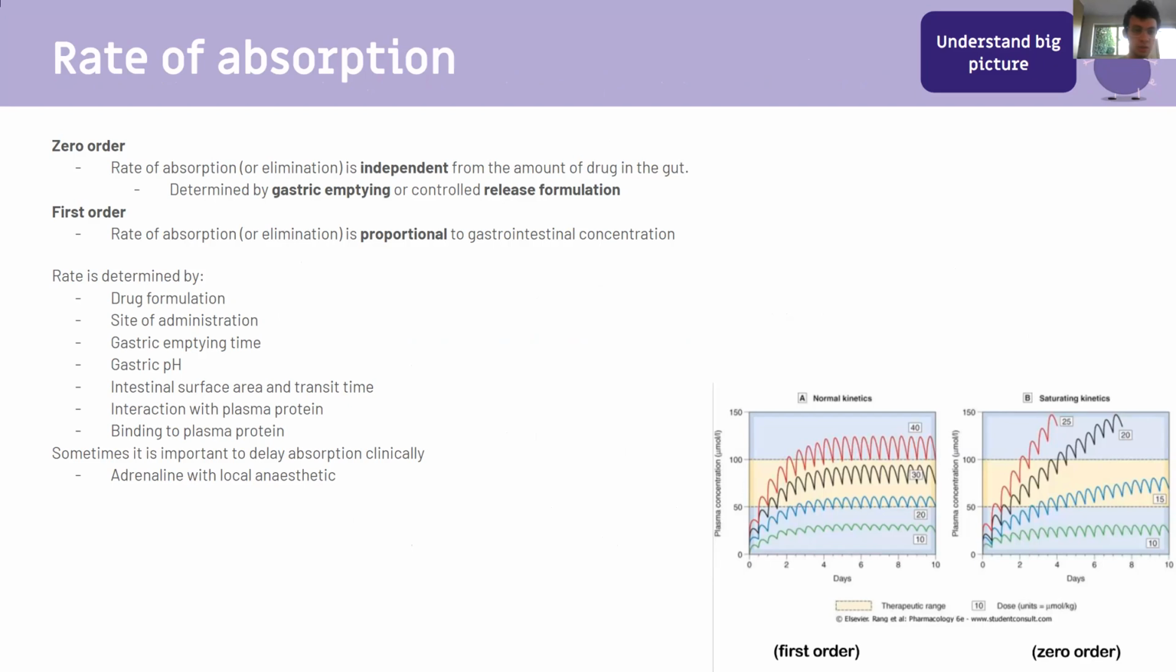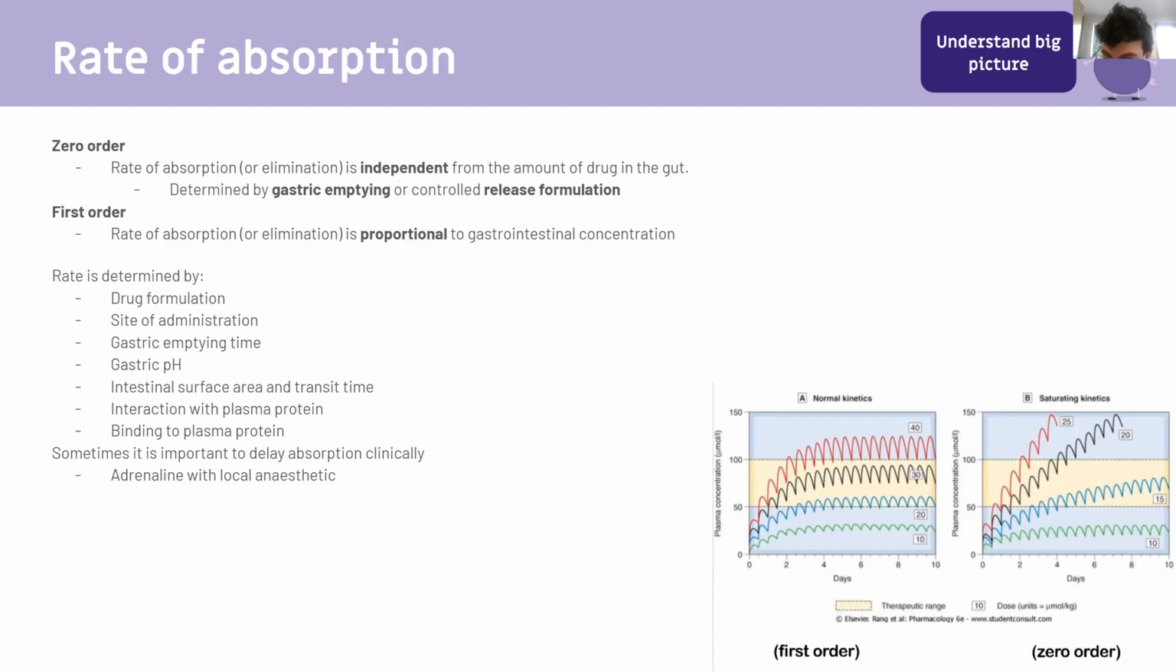High yield to remember, zero order is ethanol, it's alcohol. That'll probably be in a question. In zero order, the rate of absorption or elimination is independent from the amount of drug in the gut. In other words, gastric emptying is completely controlled by the drug itself or its formulation. An example of zero order is over here.